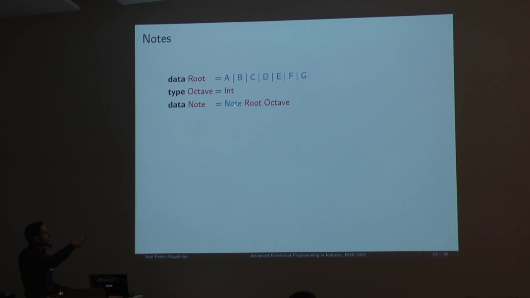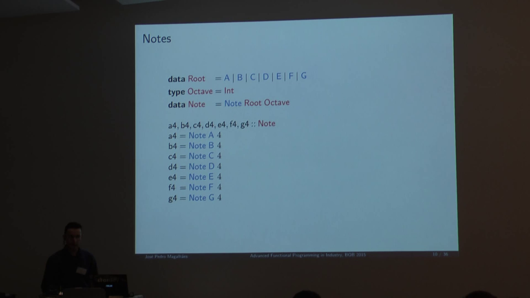And then a note is built with a constructor called Note. You can have constructors sharing a name with a type. It takes two arguments: the root of the note and then what octave it is played in. By the way, feel free to interrupt me at any time if you have questions. Okay, now we have a way to represent notes. Let's encode all the notes in the fourth octave. We define values A4 to G4. We say that their type is Note. And an A4 is just a Note A with the integer 4. The 4 should kind of be in blue, if you're thinking of it being a value as well. So these are these notes.